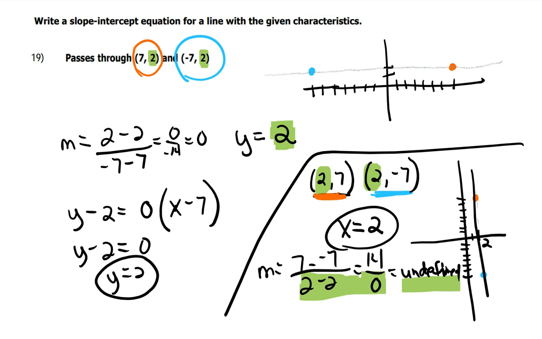And lines that are undefined are always vertical lines. They have no slope whatsoever or an undefined slope. So there you go. Anyway, the answer to number 19 is y equals 2. That was the answer to that one.